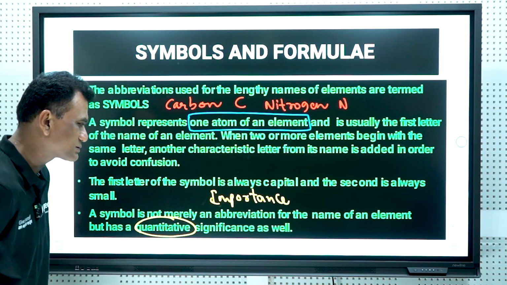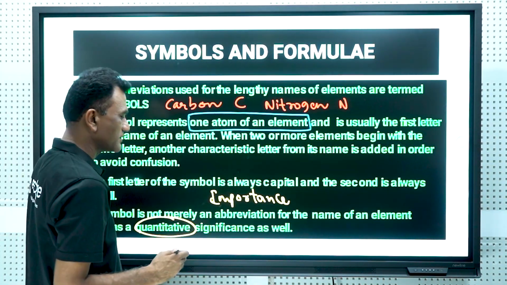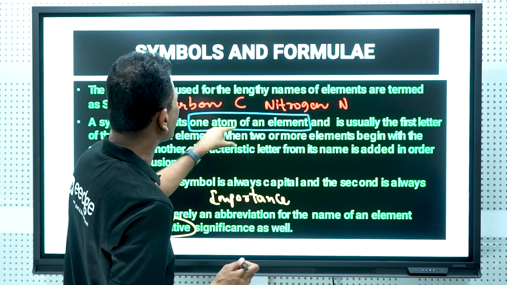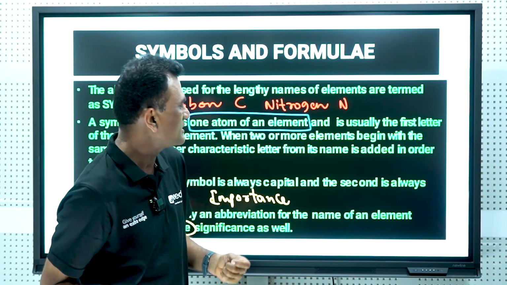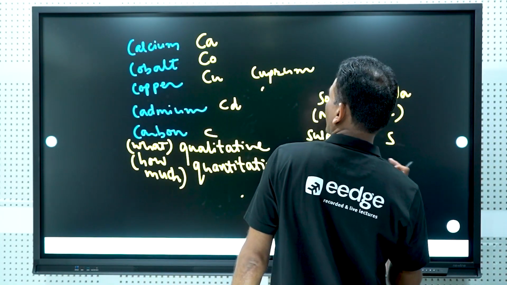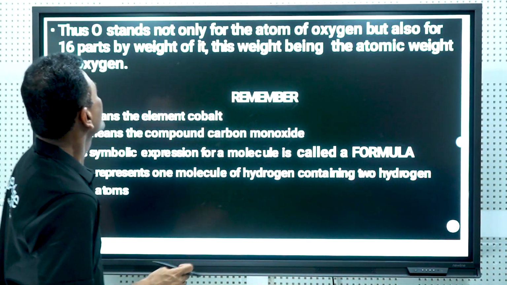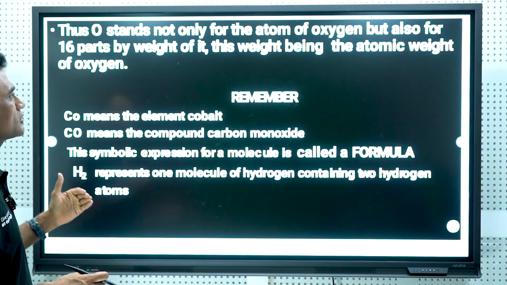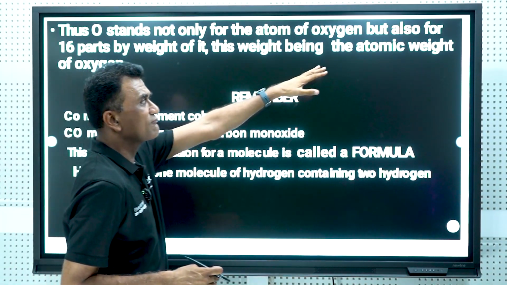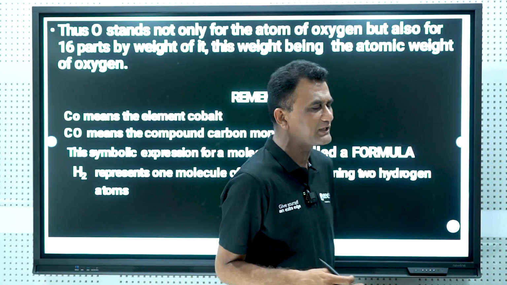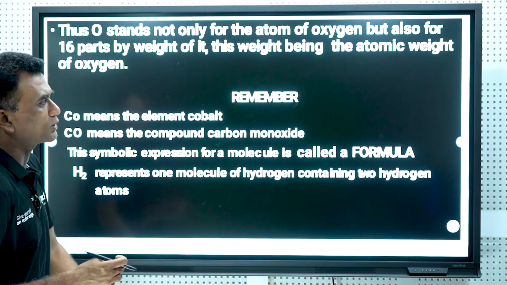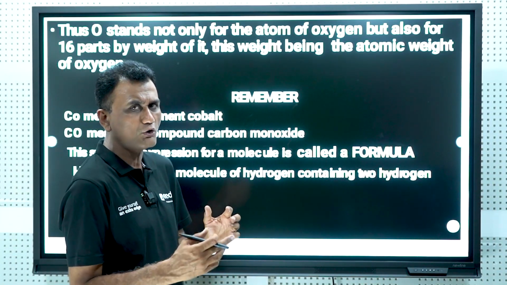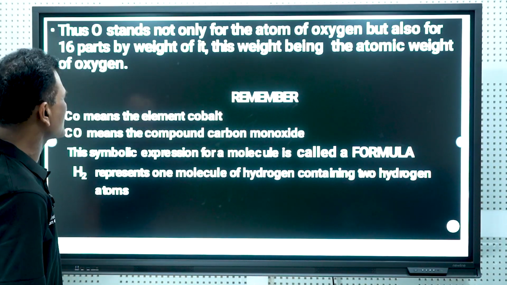Significance means importance as well. As we have already described here, when you write this, it not merely indicates that we are talking of carbon, but it also represents one atom of carbon, right? Thus O stands not only for an atom of oxygen, but also for 16 parts by weight of it. This weight being the atomic weight of oxygen. We will make an entire video on atomic weight later on in this chapter. So just forget about what this 16 parts by weight is. Okay, so it has quantitative significance as well, not only the qualitative significance.